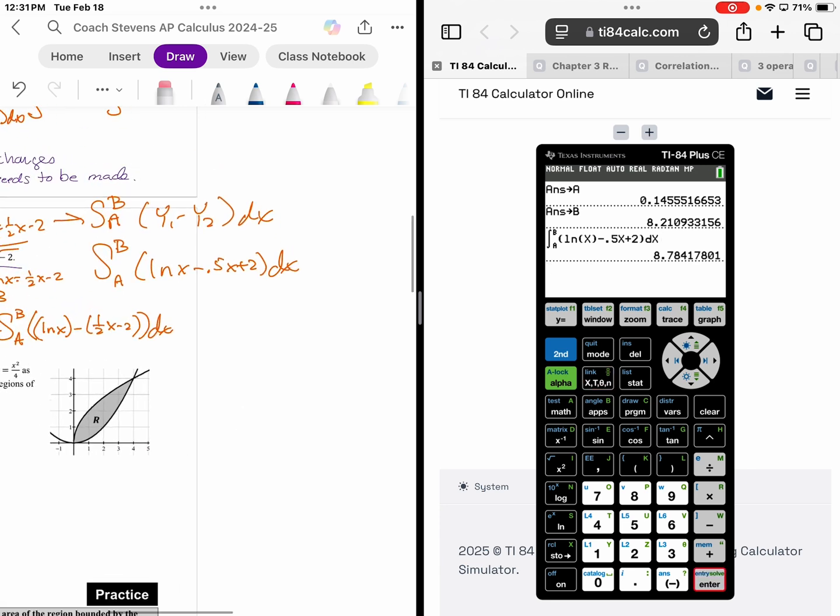And that tells me that the area is 8.784. And there we go. That's rounded to the nearest third decimal.